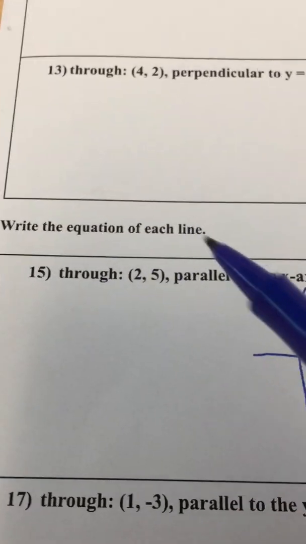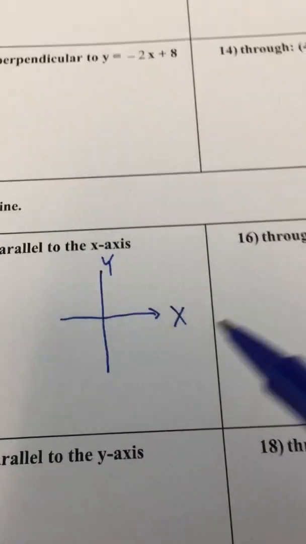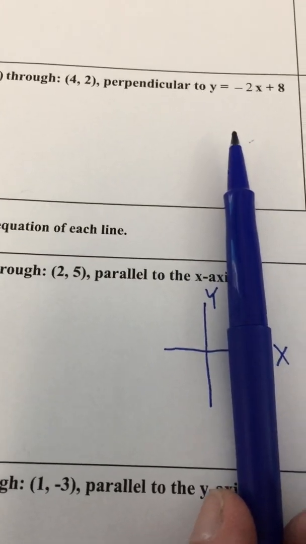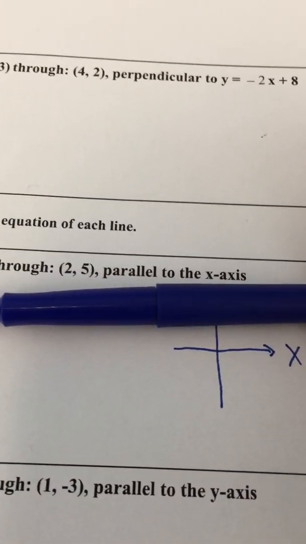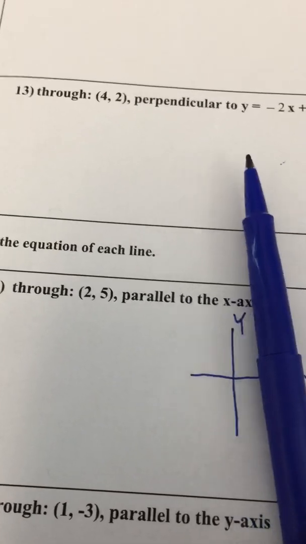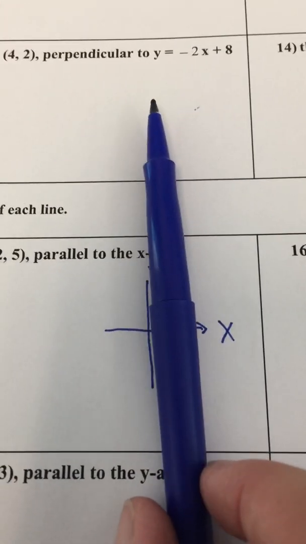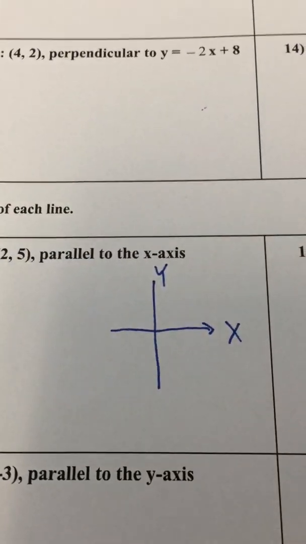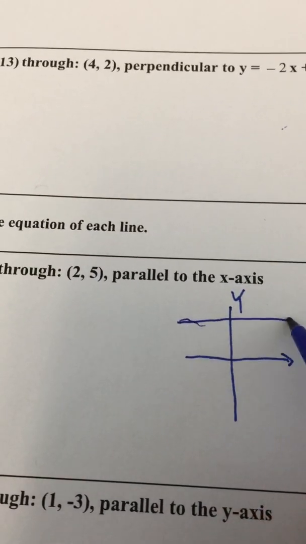If I want to have an equation of a line that's parallel to the x-axis, here is my x-axis. Does that mean my line is going to look like this? Or is my line going to look like this? This would be perpendicular to the x-axis. It's at 90 degrees. This is parallel to the x-axis. So I am looking for a horizontal line, right?